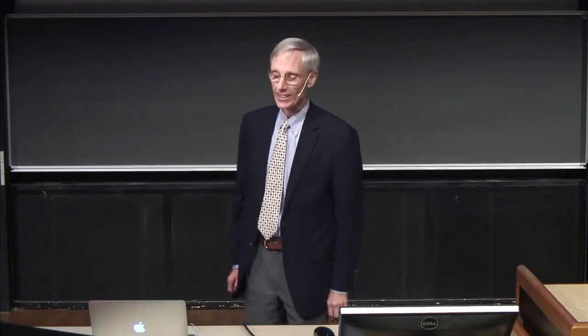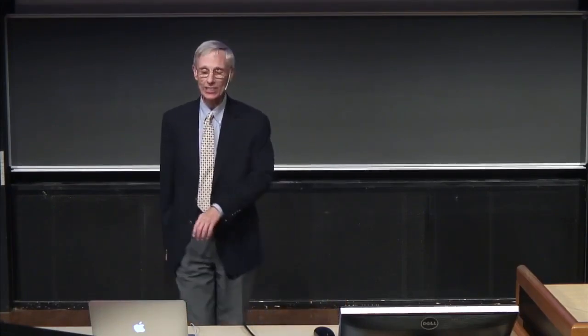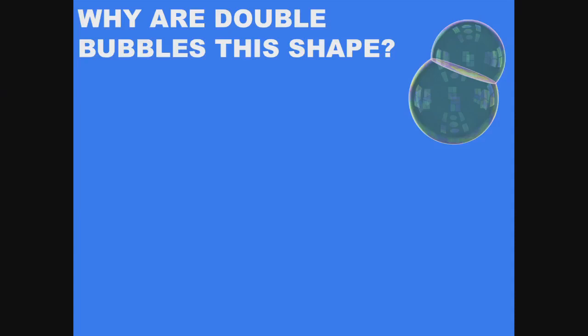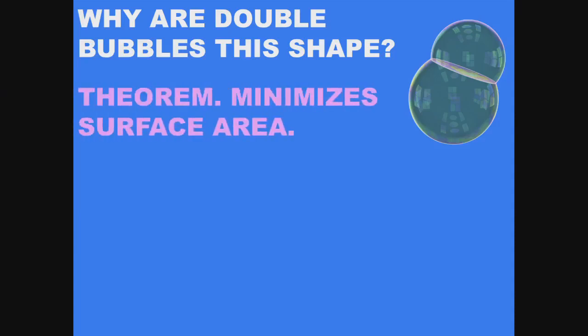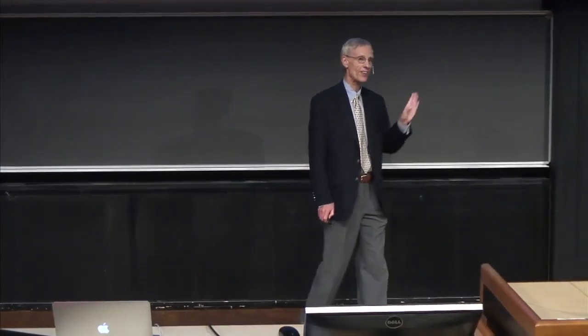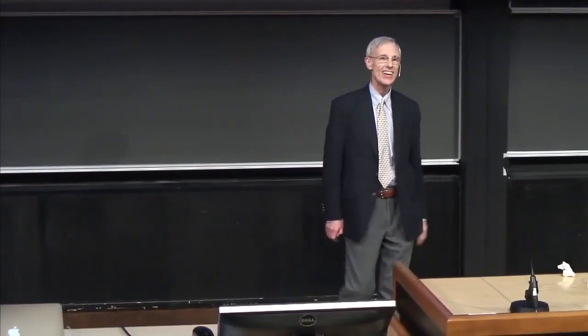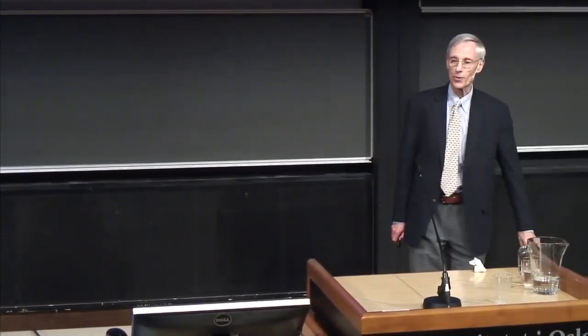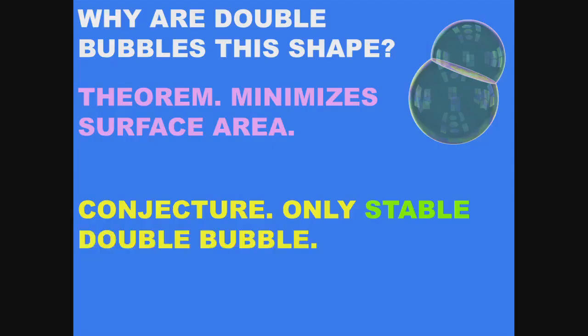And so once that's all proved, we have a very satisfactory answer to the question, why are double bubbles the shapes they are? Theorem: the standard double bubble minimizes energy or surface area. Now I want to appreciate that just for a minute before I tell you I'm not satisfied with that at all, really. What we'd like to prove is that that's the only stable double bubble, the only one that you'll see, because it's the only one anyone's ever seen.